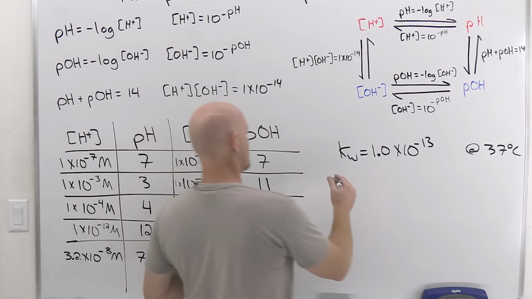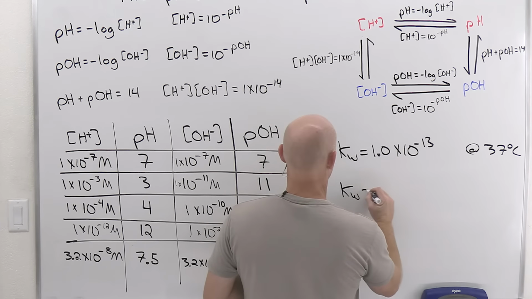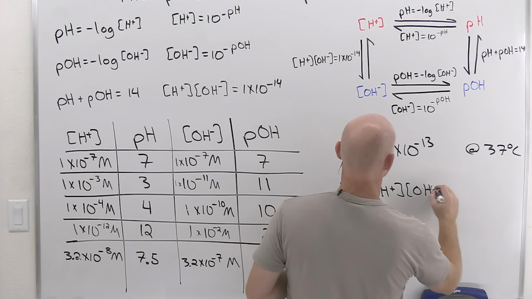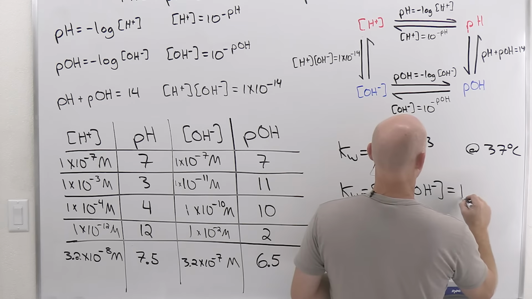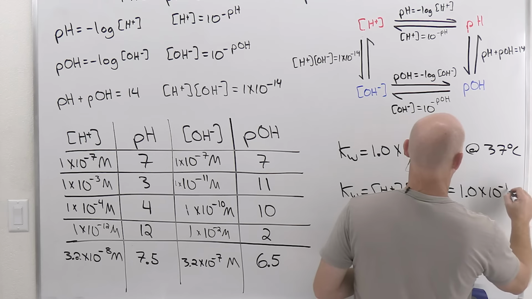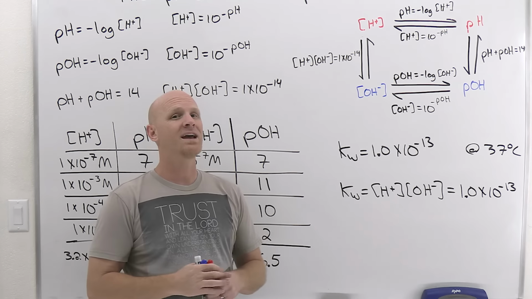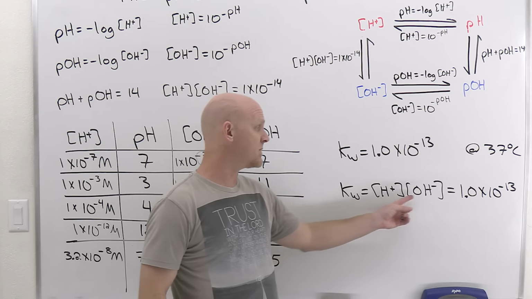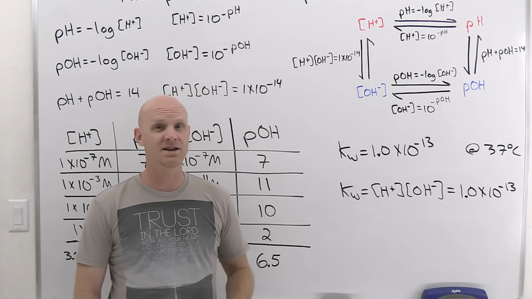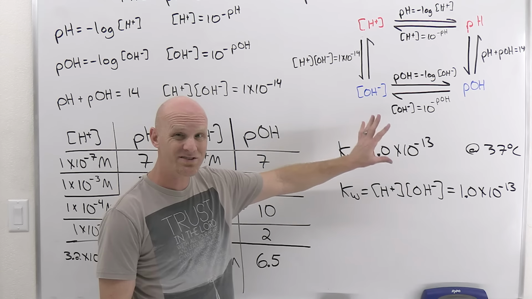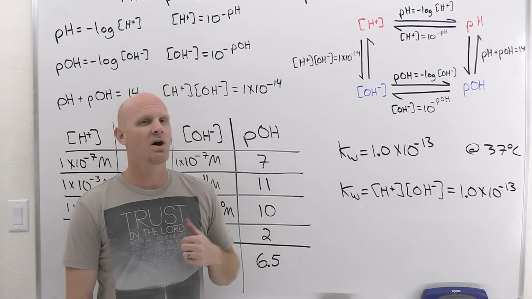Well, keep in mind that your Kw, again, is still equal to the H plus times the OH minus, which is now going to equal 1.0 times 10 to the negative 13 at this new temperature. So again, if they don't tell me anything about temperature, I'm just going to assume that these multiply out to give me 1 times 10 to the minus 14 and that we're at 25 degrees Celsius. But if in the question they give us something like this, it means they're on their way to asking you something specific.